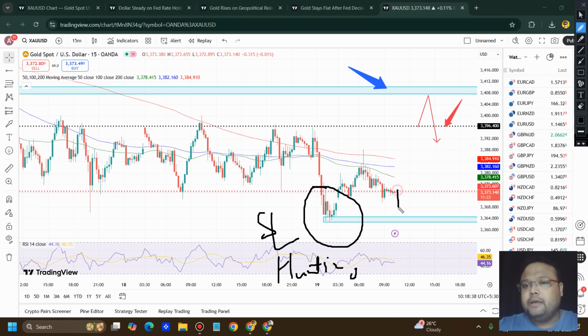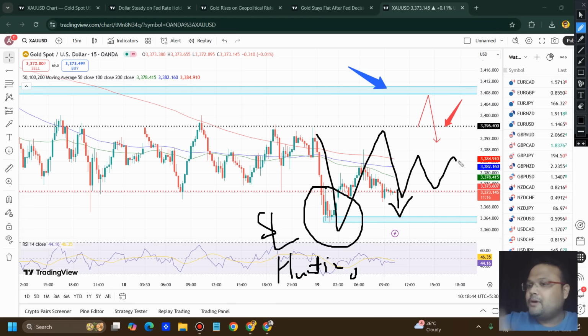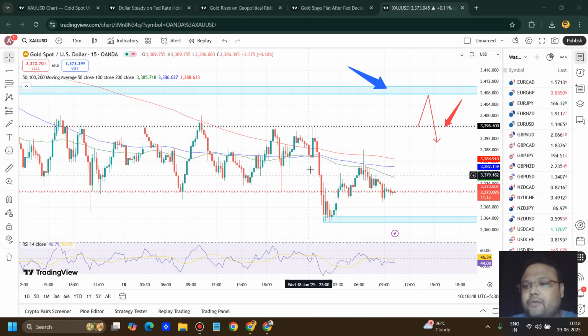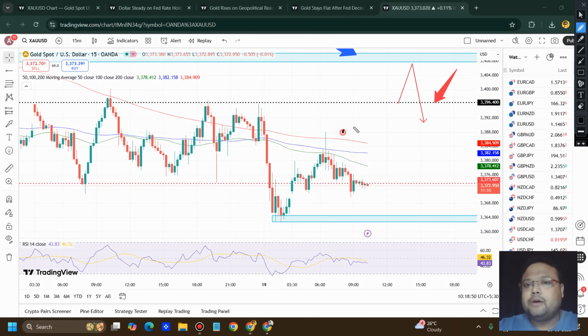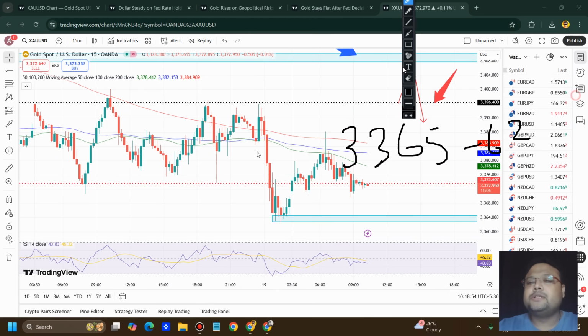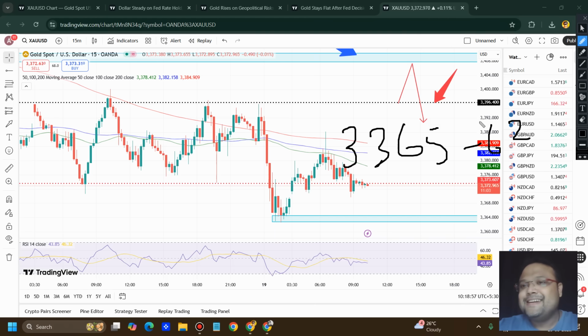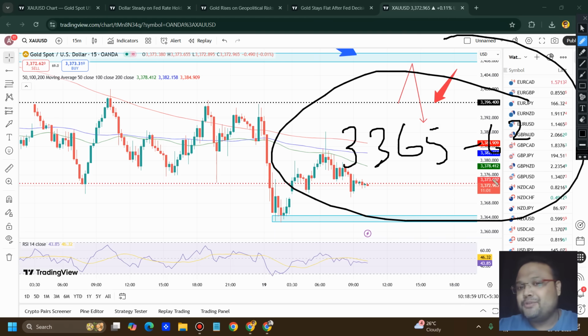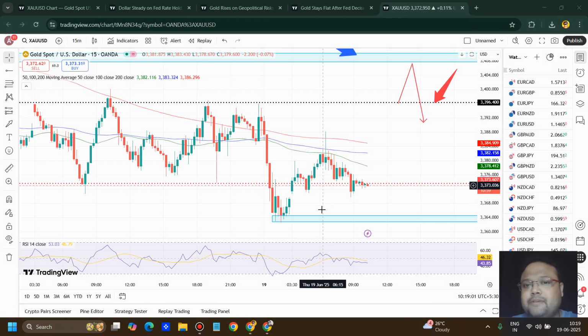During the day, in a sideways market like this, either the market will go up or down, isn't it simple? So if market drops from the current level, we can look for a buy around 3365 to 3362. This is a zone where we can look for a buy position, because market bounced from this level yesterday.